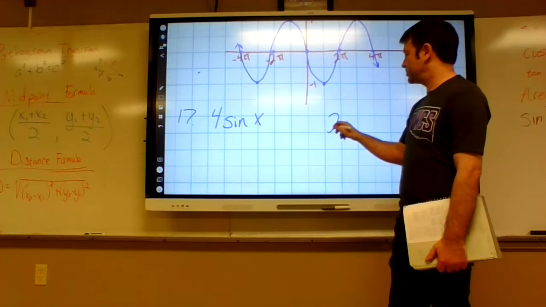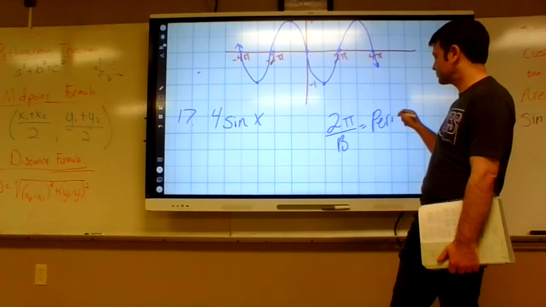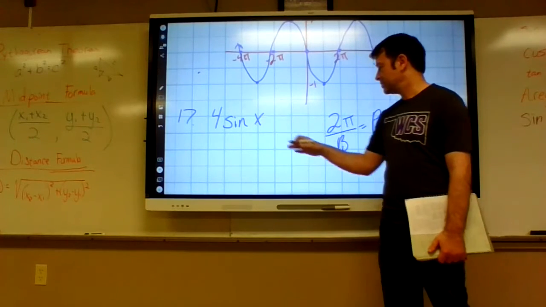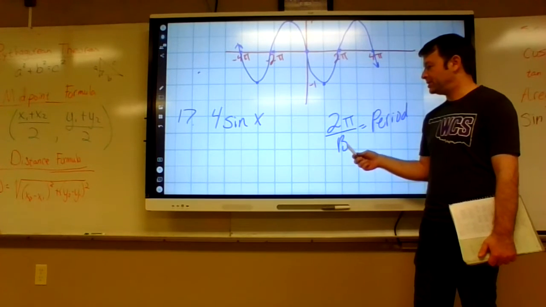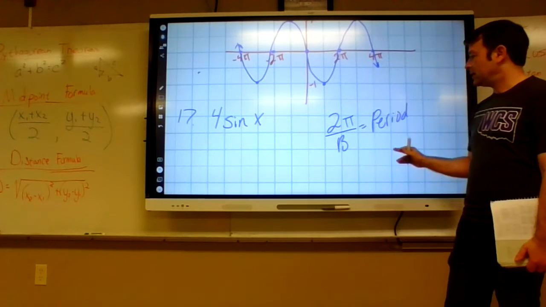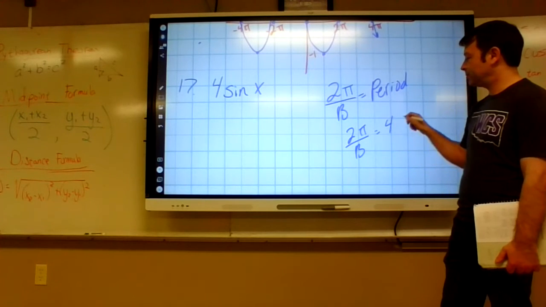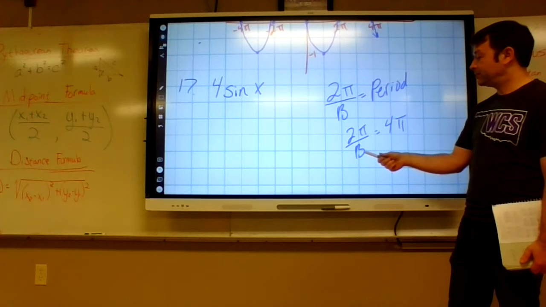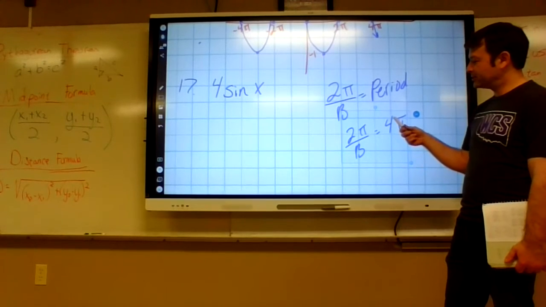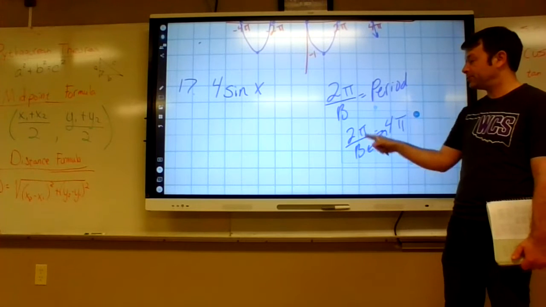So I wrote this once yesterday. 2 pi over b should equal the period, where the b value is the number in front of the x. So if the period is already 2 pi, b is 1, so you don't really need to write anything in there. If the period is something else, let's say the period is 4 pi, how do I solve this for b? These kind of switch places basically. Multiply by b and divide by 4 pi.